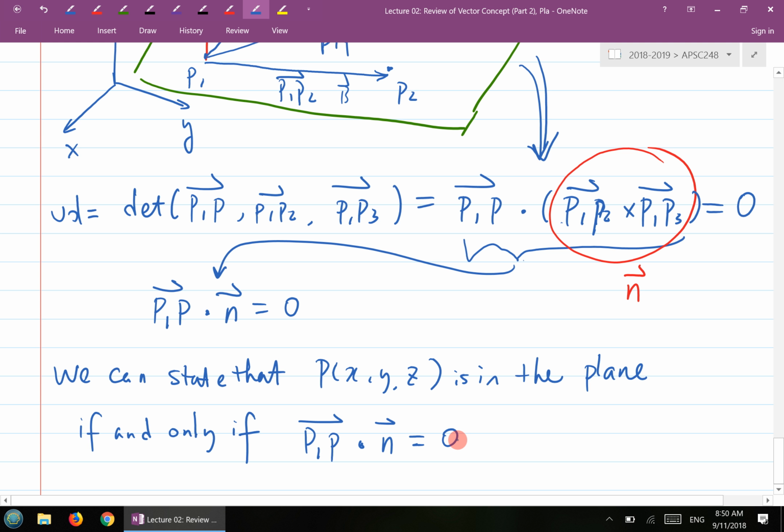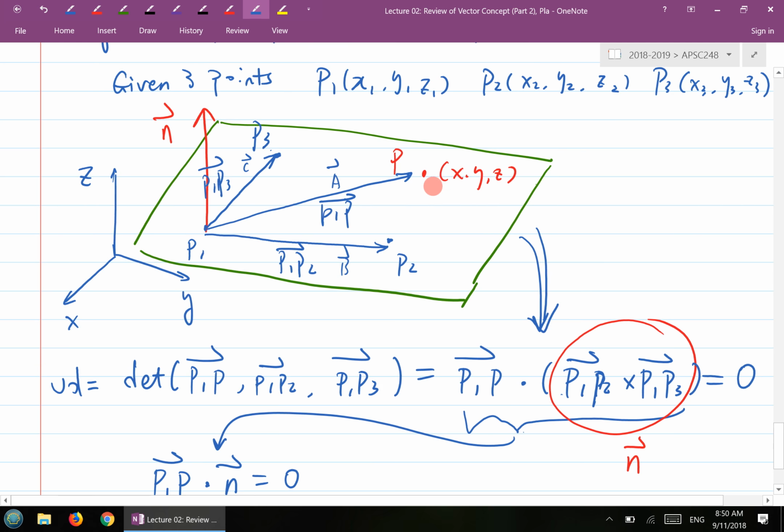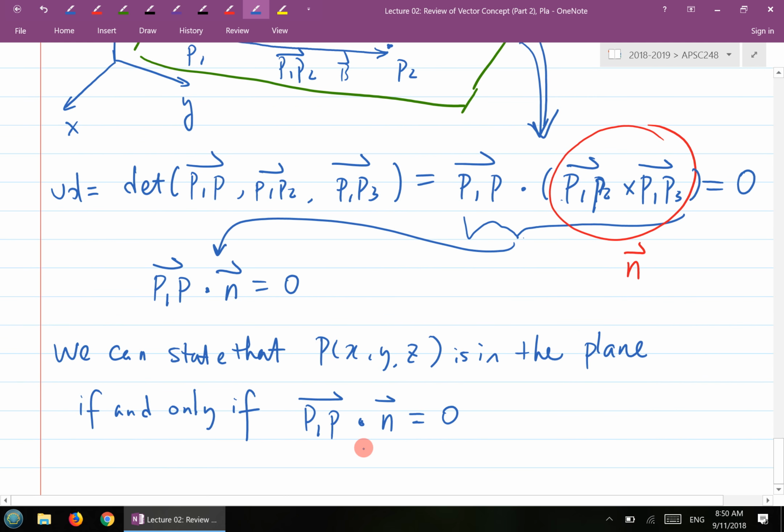That's the condition. How do I have numerous points in 3D space, right? Numerous points in 3D space. Then how do I know that that particular point is on this particular plane then, right? So here's the mathematical verification. If and only if P1P dot the n vector equal to 0, then it guarantees that P point is on that plane. That makes sense?